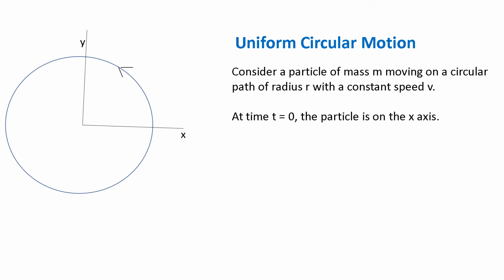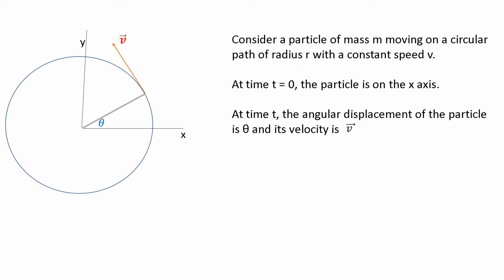Consider a particle of mass m moving on a circular path of radius r with a speed v. Here, since the motion is uniform, we are assuming that the speed v is constant. At time t equal to 0, the particle is on the x-axis. Suppose that at time t, the angular displacement of the particle is theta and its velocity is v. Please see the diagram.